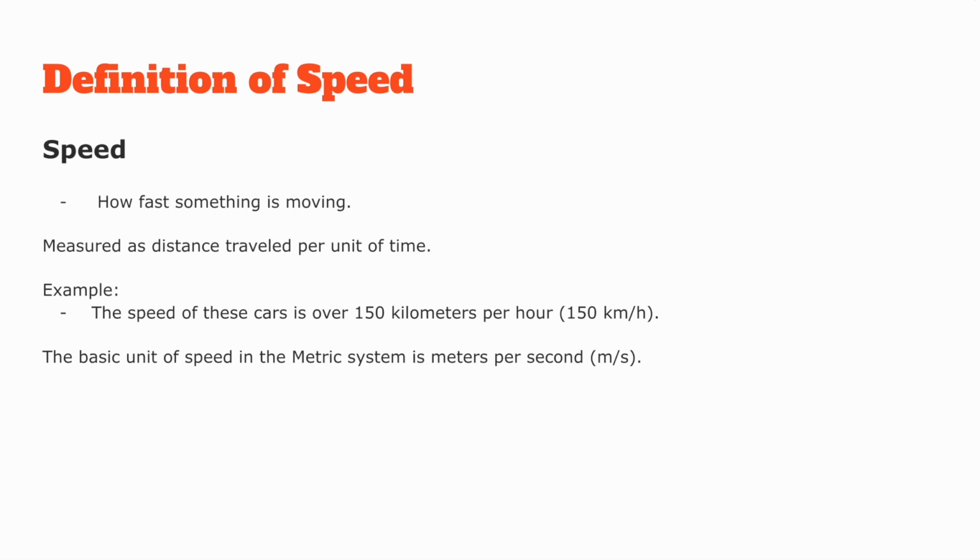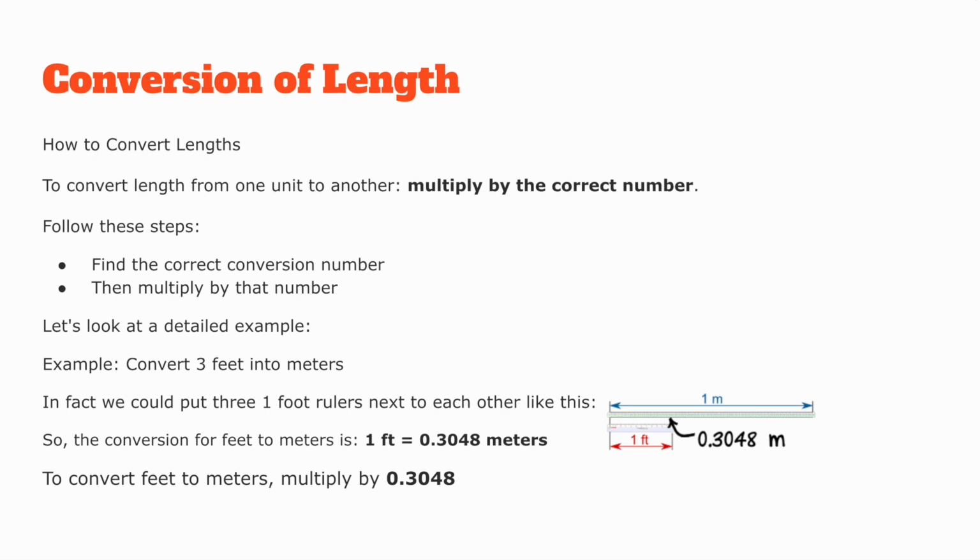Speed is how fast something is moving. It is measured as distance traveled per unit of time. For example, the speed of these cars is over 150 kilometers per hour. The basic unit of speed in the metric system is meters per second. So this was the definition of speed.